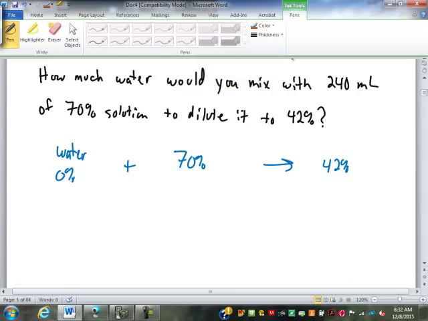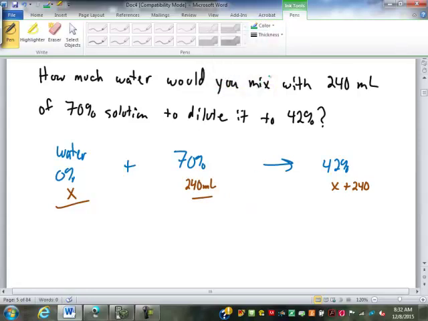The 240 goes with which one? So 240 milliliters goes with 70. Which one are we trying to find? The amount of water, right? We're asked how much water. That's the amount we're trying to find. So the amount of the 42 would be x plus 240. You have to add those two amounts together to get the total.